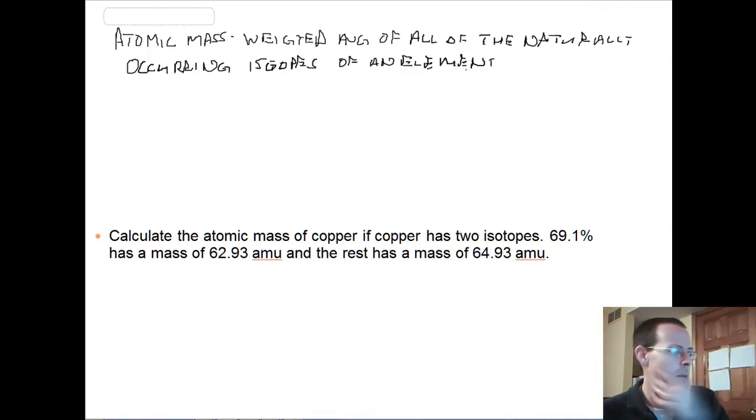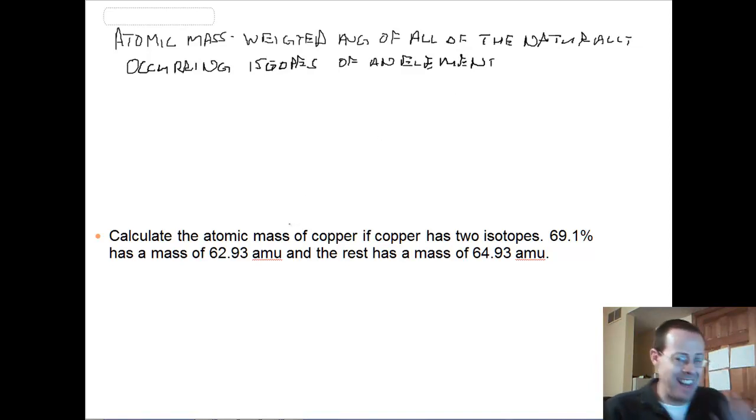Alright, so an example might be to calculate the atomic mass of copper. If copper has two isotopes, 69.1% has a mass of 62.93 AMUs, and AMU is atomic mass units, and the rest has a mass of 64.93 AMUs.